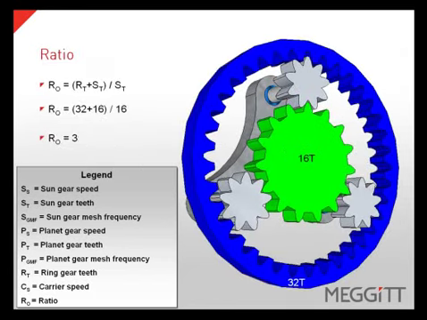Next, we need to calculate the ratio. We accomplish this by adding the number of teeth on the ring gear to the number of teeth on the sun gear, and then divide the total by the number of teeth on the sun gear. So for our example, we would add the ring gear teeth, 32, to the sun gear teeth, 16, for a total of 48, and then divide that number by the number of teeth on the sun gear, 16. This gives us a ratio of 3.